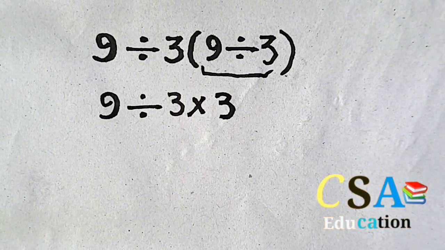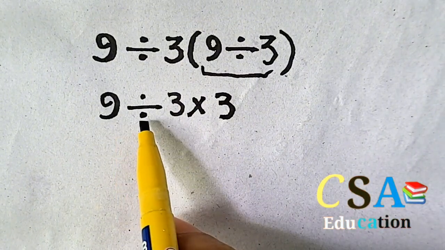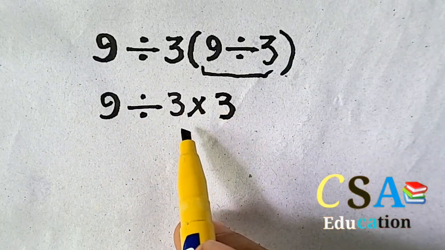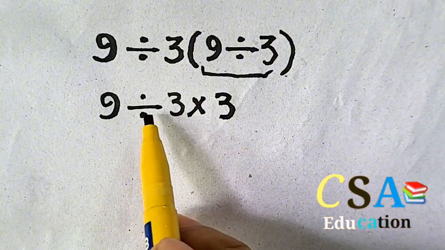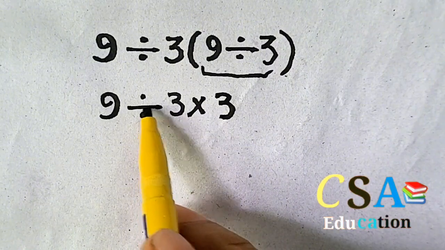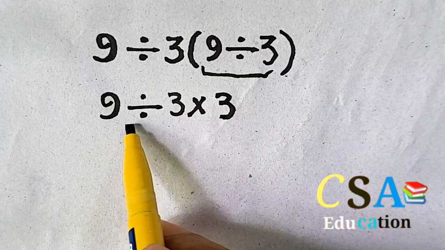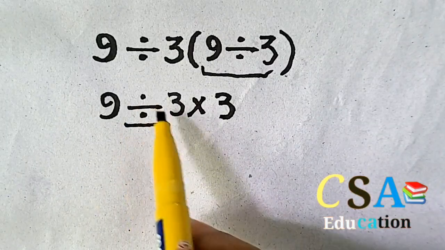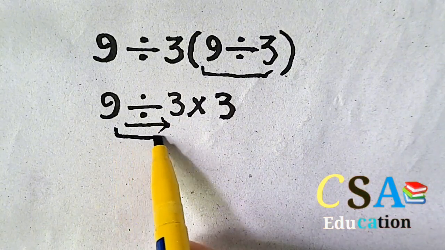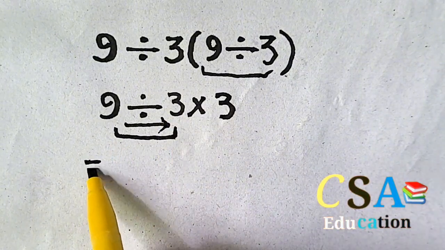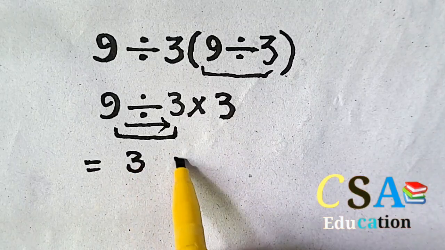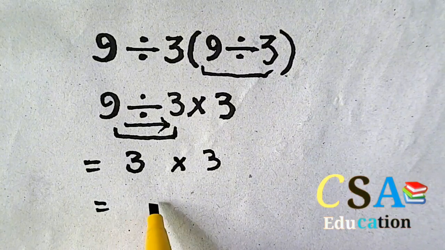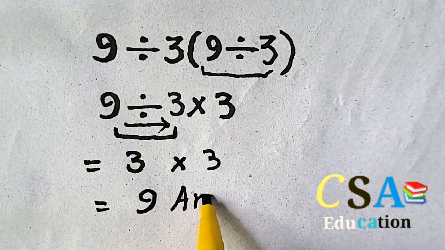Now, the question in our mind arises: do we have to solve division first or multiplication first? According to the PEMDAS rule, as division is at left and multiplication is at right, we have to move from left to right. So we have to divide first. So 9 divided by 3 will be equal to 3 times 3. So 3 times 3 will be equal to 9, which will be our answer.